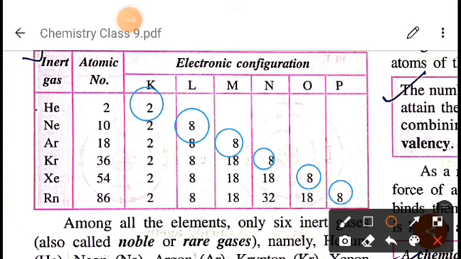So this arrangement of 8 electrons in the outermost shell is called an octet, O-C-T-E-T. Okay, the arrangement of 8 electrons in the outermost shell of any atom is called an octet. And for helium, since it has 2 electrons in its outermost shell, it is called a duplet.